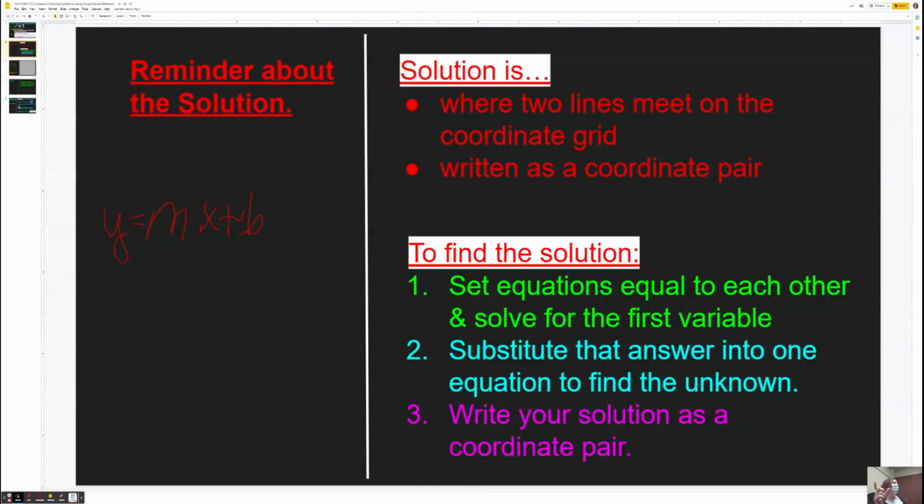So again, on Monday, all those equations were y equals mx plus b. You graphed the y-intercept, which was the b, and then you'd move up or down, and then to the right and graph that line, and then you're looking for where those two lines intersected. So what we're doing today is taking it, instead of graphing it, we're going to solve it algebraically.